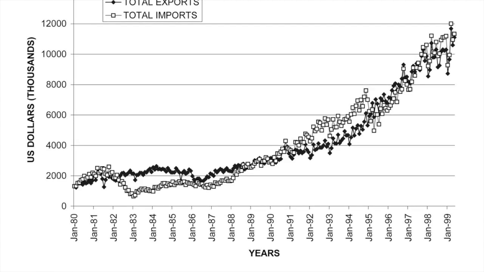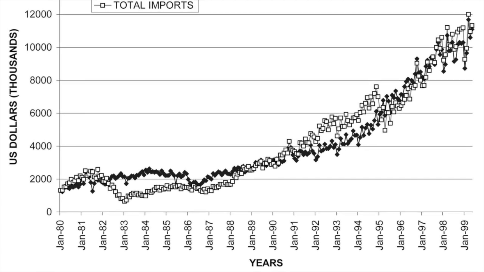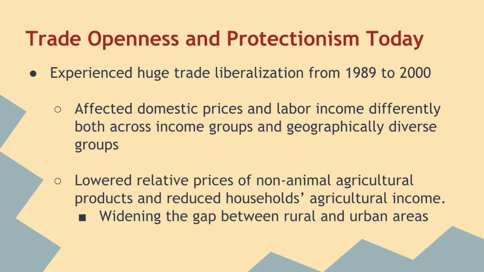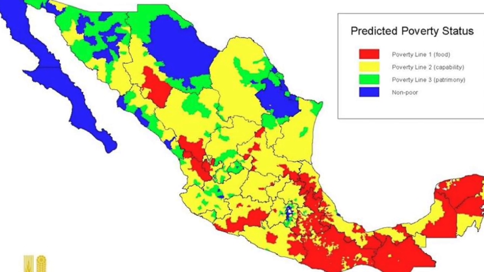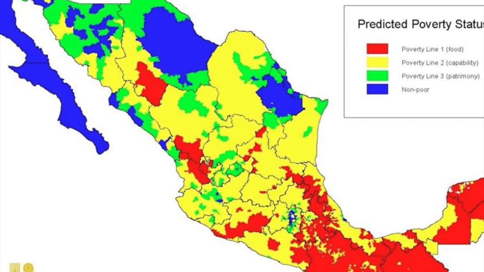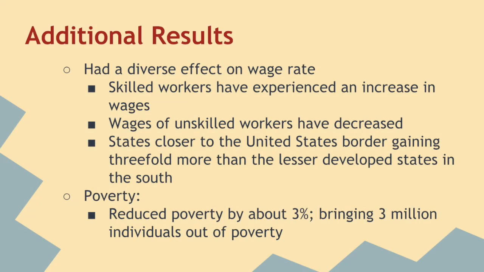Mexico experienced a huge trade liberalization from 1989 to 2000. This affected domestic prices and labor income differently both across income groups and geographically diverse groups. It lowered relative prices of non-animal agricultural products and reduced households' agricultural income, thus widening the gap between rural and urban areas. It also had a diverse effect on wage rates.